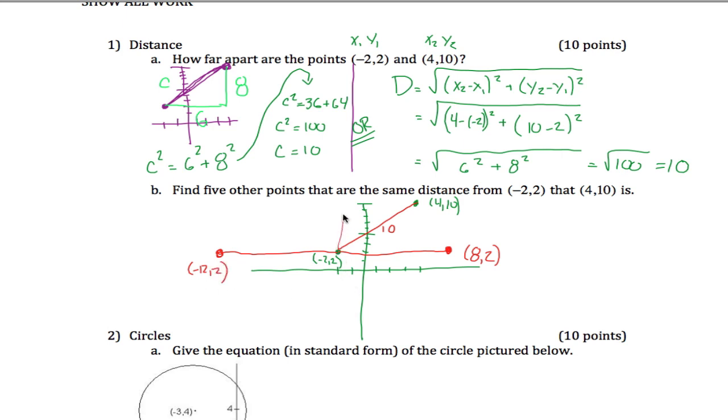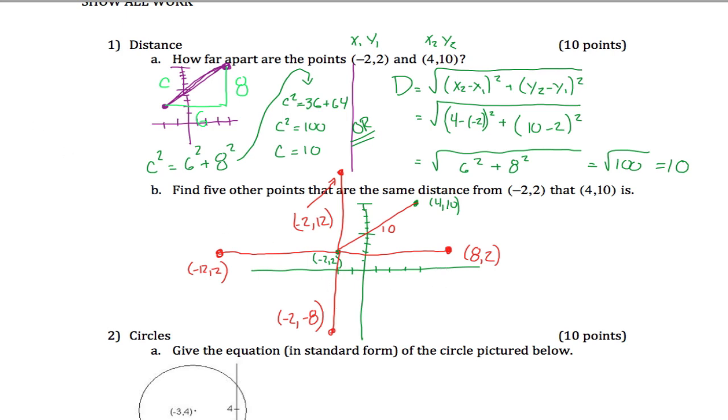I could go up by 10. If I add 10 to the y-coordinate, that's -2, 12. Is that guy up there. I could go down by 10. Gives me -2, -8. Said 5 other points because 4 of them are kind of easy, and so I wanted you to find one that's a little bit harder.